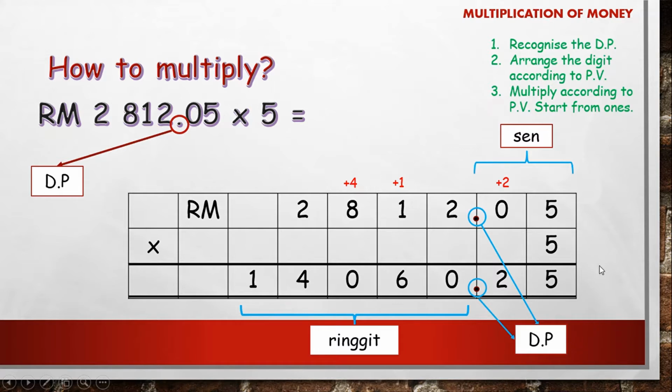Okay, this one is cent and this one is the value of ringgit. So here we got 14,060 ringgit and 25 cent. Look at here. What is missing? The missing is RM, Ringgit Malaysia. Don't forget to put Ringgit Malaysia here.